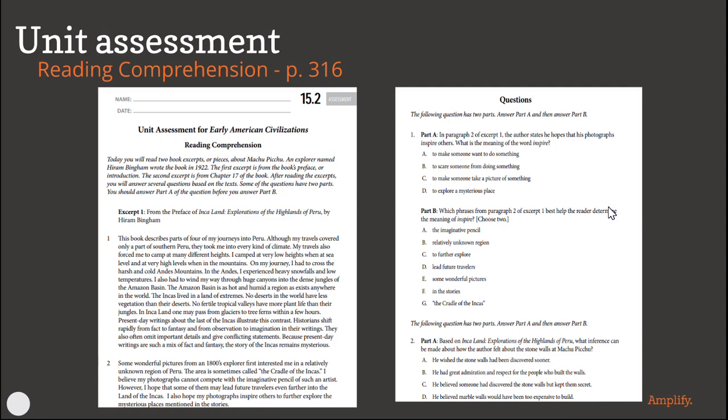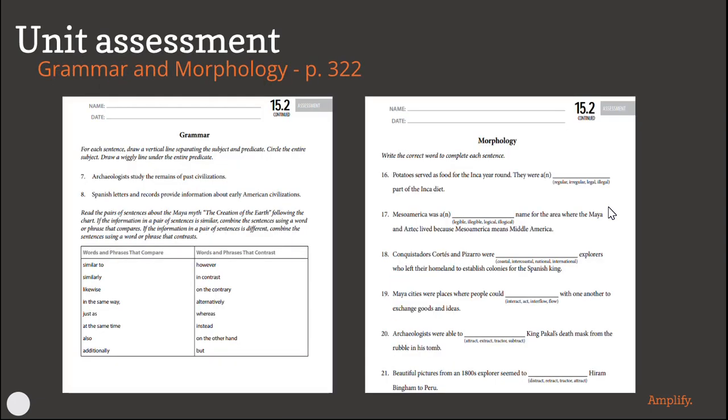More information about the assessment, such as explicit administration instructions, answer key, and unit assessment analysis, are available in the teacher guide starting on page 316. Students will then answer grammar and morphology questions like you see here on activity book page 15.2, evaluating the skills they have practiced in this unit. For your convenience, an answer key is provided for you in the teacher guide on page 322.